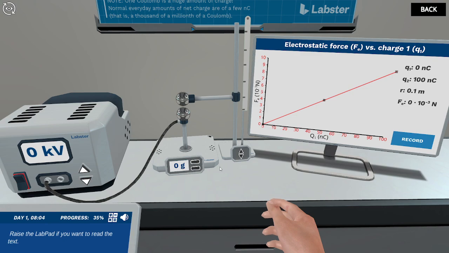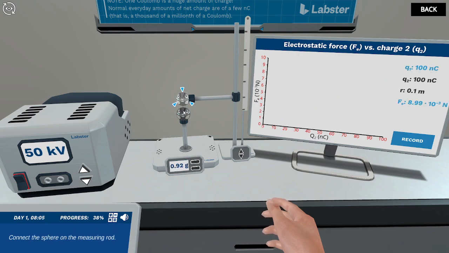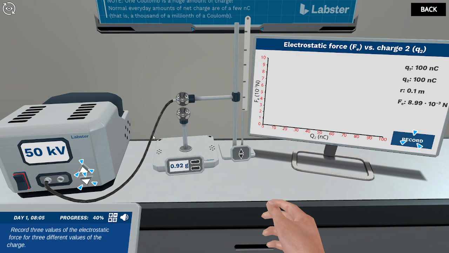I have reset the parameters of the experiment. Connect the second sphere to the source and measure the electrostatic force for 3 different values of the second sphere's charge. Disconnect the sphere on the scale from the power source. Connect the sphere on the measuring rod. Record 3 values of the electrostatic force for 3 different values of the charge.